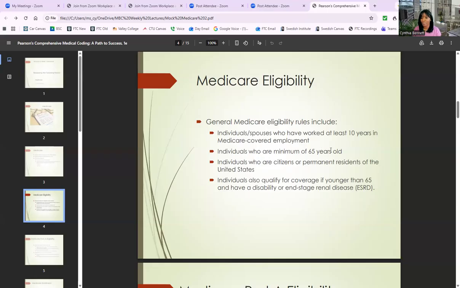Individuals who are a minimum of 65, and who are citizens or permanent residents of the United States, may qualify as well. And some of those individuals may actually be under 65 because they may have a disability or end-stage renal disease. So this will allow them to qualify for Medicare.